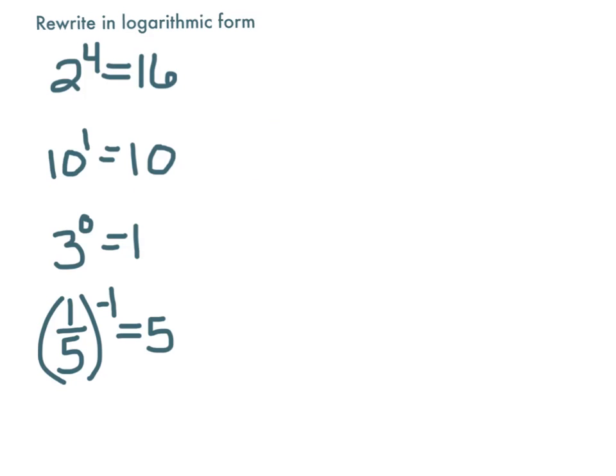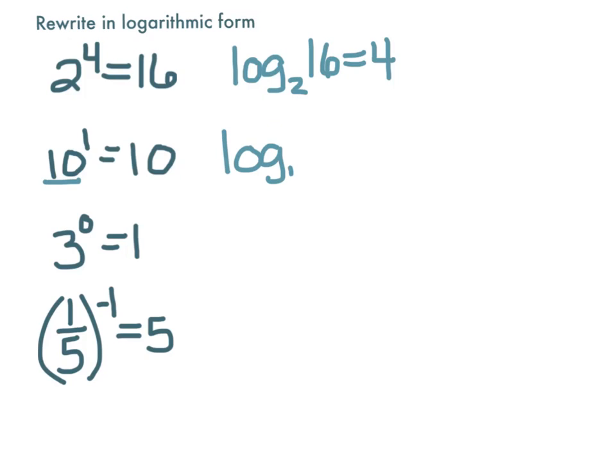Okay, here are some examples. I gave you some exponents, and I'm going to ask you to rewrite these in logarithmic form. So I said 2 to the 4th equals 16. If I rewrite it in log form, I'm going to say log, the base is 2, and then I just switch the 4 and the 16. So log base 2 of 16 equals 4. On this one, I'd say log base 10, which you don't have to write the 10 if it's log base 10, but we'll talk about that later, of 10 equals 1.